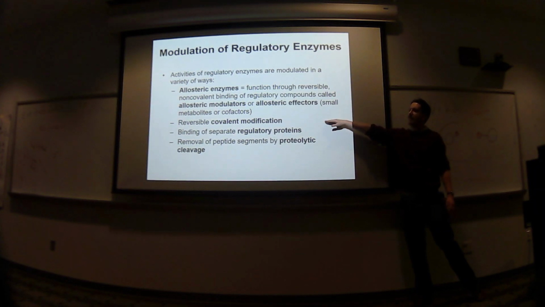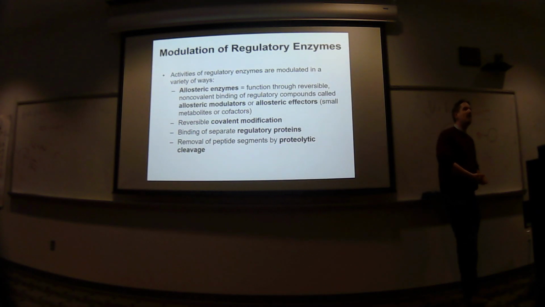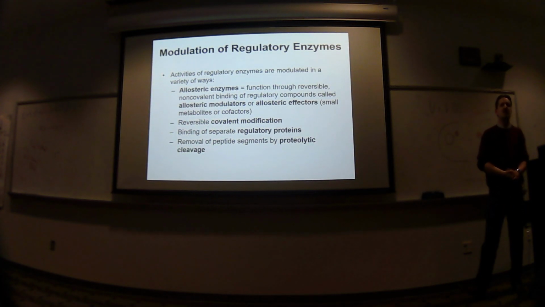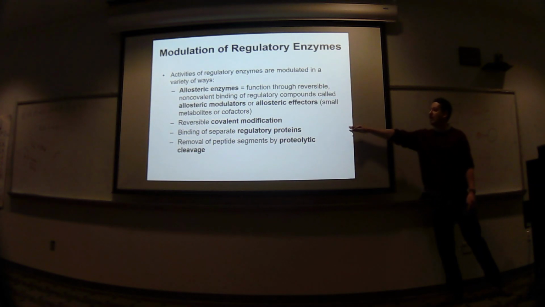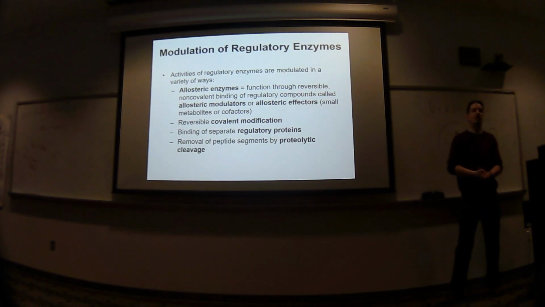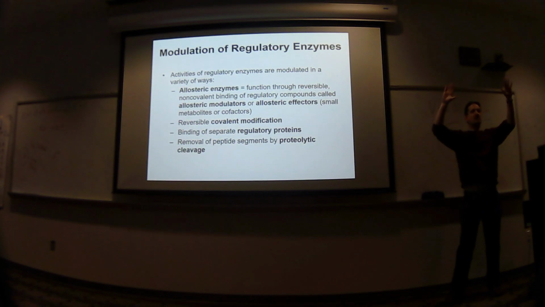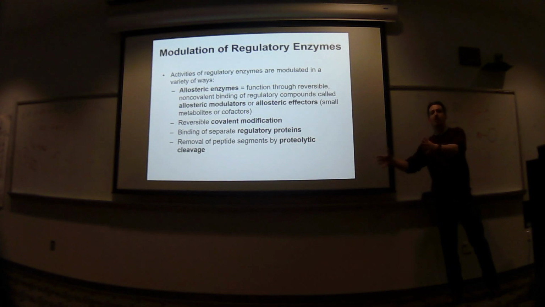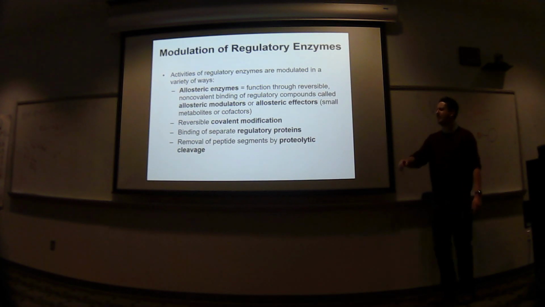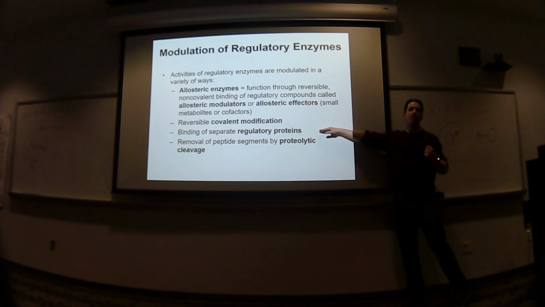There's also different things like, for instance, reversible covalent modification. That's, for instance, where a protein gets phosphorylated and that switches it off. Or there'll be binding of separate regulatory proteins. That's where a separate protein comes along, binds to it, and stops the first protein from working properly. Something like, for instance, P53. P53 binds to other proteins and makes them work faster or slower, switches them on and off. So that's another thing, things can bind to it.